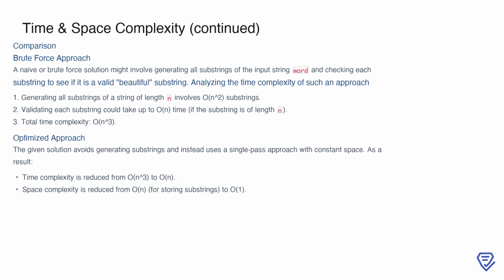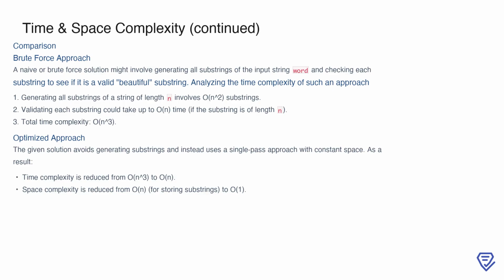Let's compare this optimized solution to a brute force approach. In a naive method, you might generate all possible substrings of the input string and then validate each one to see if it's a valid beautiful substring. Generating all substrings of a string of length n results in n squared substrings. Validating each substring could take up to n time, especially if the substring is as long as the input string. Combining these, the total time complexity of the brute force approach would be n cubed.